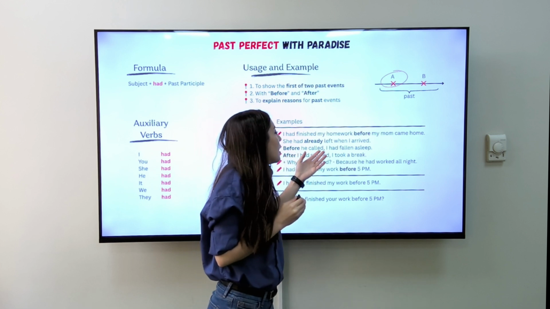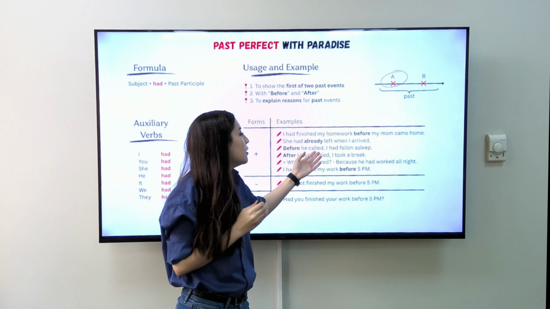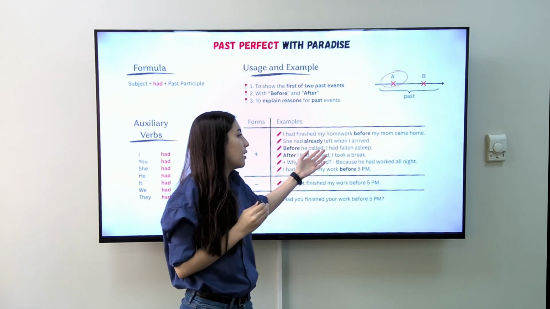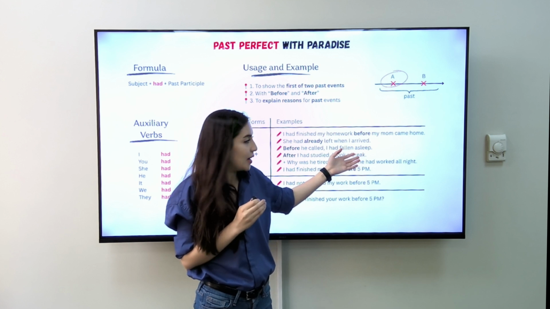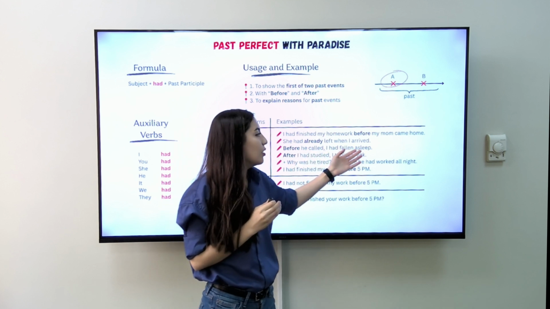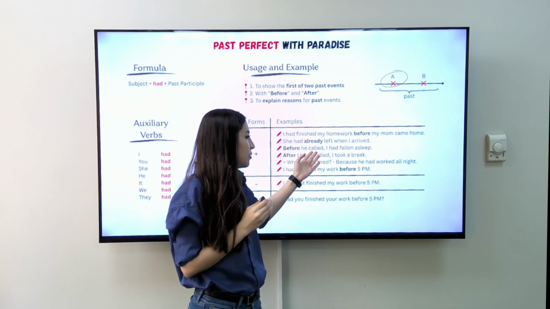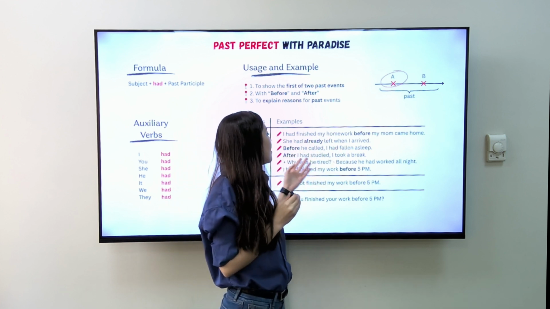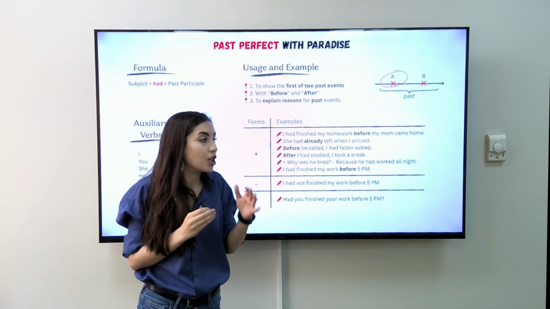Before he called, I had fallen asleep. Before he called, falling asleep. You tell me which one is the main verb. I had fallen asleep. Fallen asleep and then called. Okay? After I had studied, I took a break. Again, I took a break.